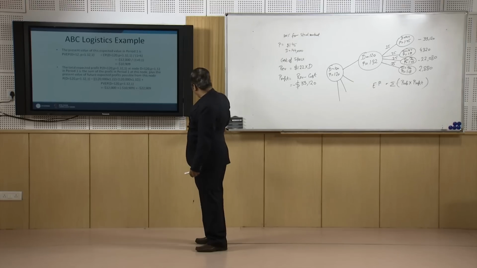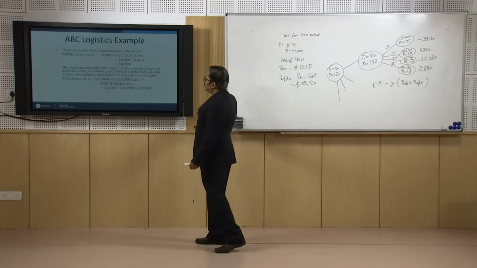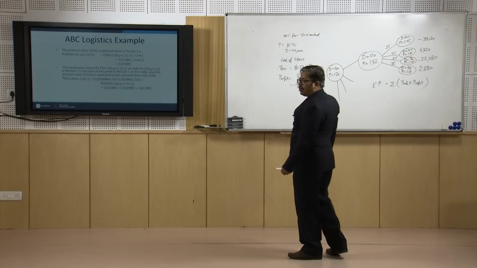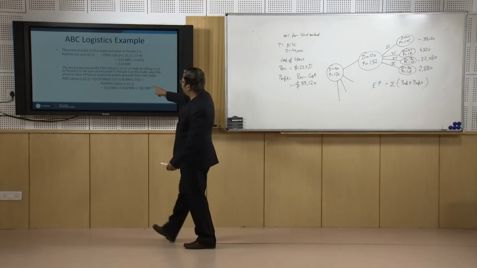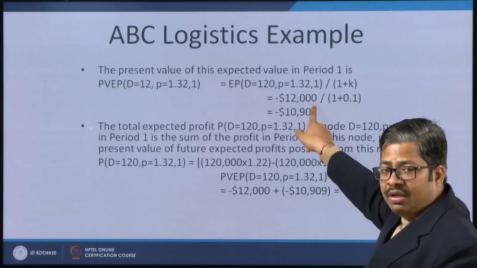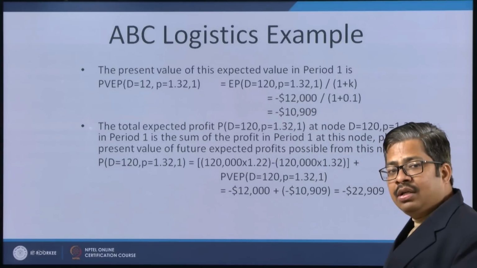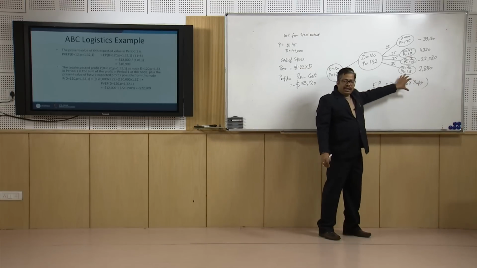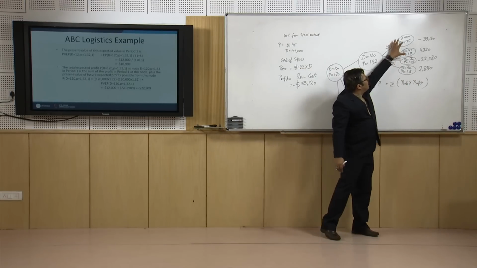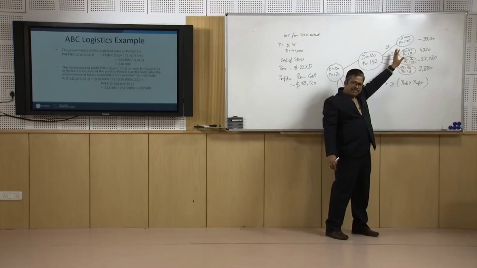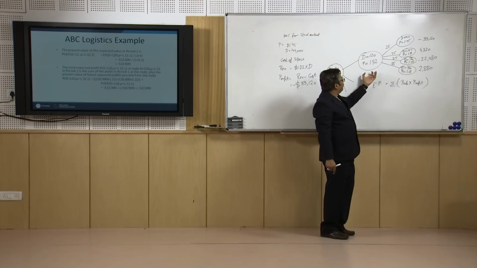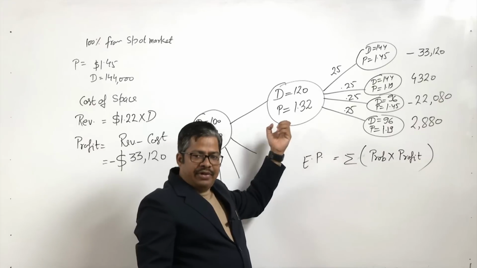Now the second thing is, once we have calculated this expected profit of minus 12,000, we need to calculate the present value. The meaning is that this expected profit is in period 2. This expected profit you will get in period 2. Now, presently I am talking of period 1.